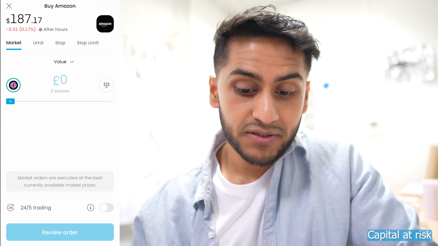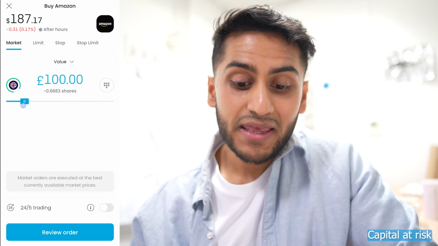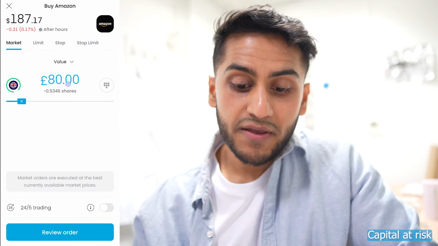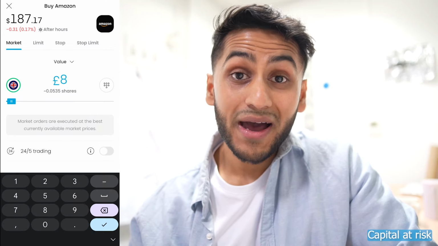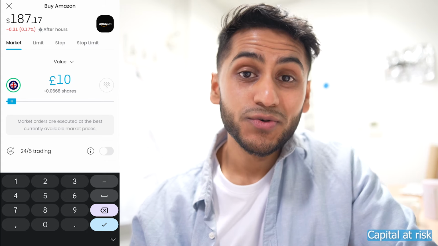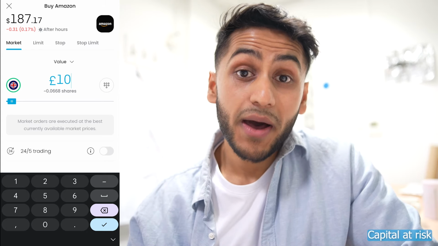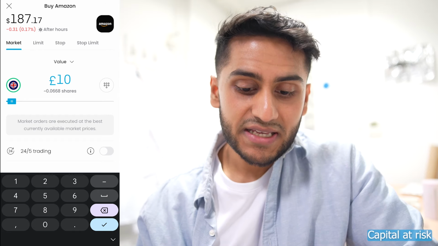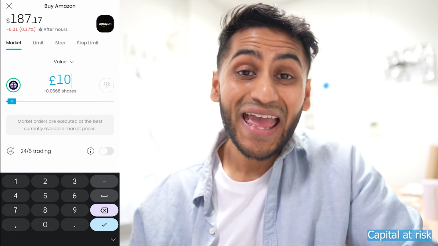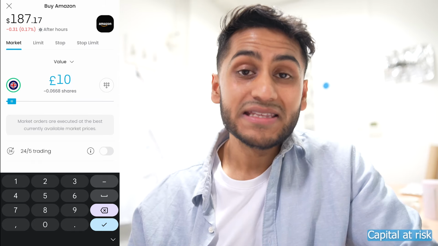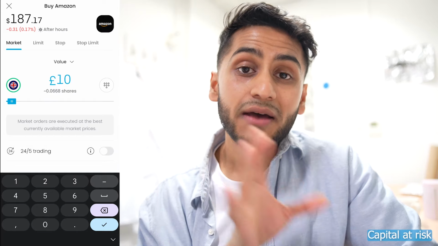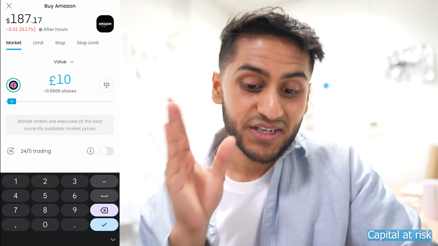Right now, the market is closed, but Trading 212 allows you to buy either how much you want in pounds or how much you want in shares. For example, if you are a beginner and you only want to buy £10 worth, you can input £10 worth, and what Trading 212 will allow you to do is buy fractional shares. As you can see, from £10, I am estimated 0.668 shares in Amazon, which means instead of buying the entire share for $187, I can buy just £10 worth and it will give me a fraction of that share.